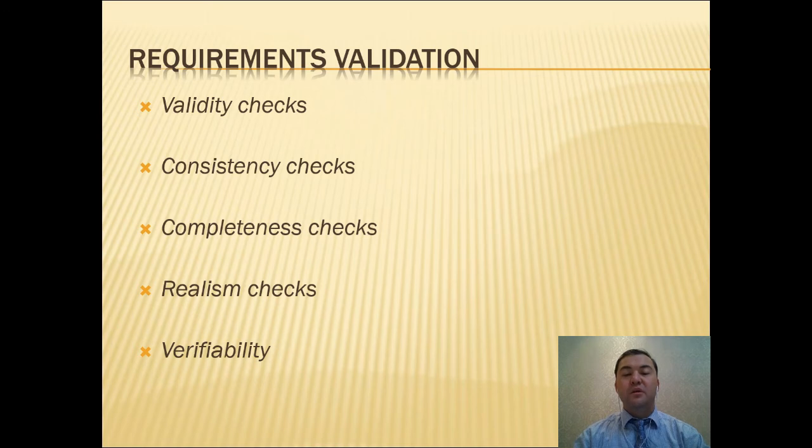Consistency checks. Requirements in the document should not conflict. That is, there should be no contradictory constraints or descriptions of the same system function. Completeness checks. The requirements document should include requirements which define all functions and constraints intended by the system user. Realism checks. Using knowledge of existing technology, the requirements should be checked to ensure that they could actually be implemented. These checks should also take account of the budget and schedule for the system development.